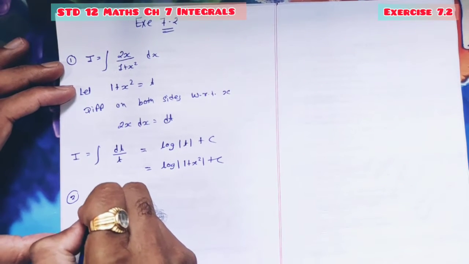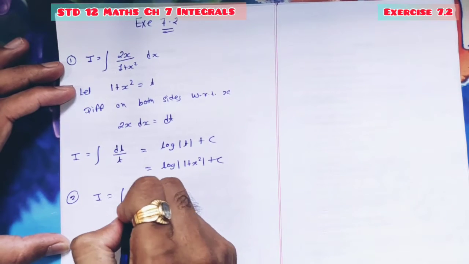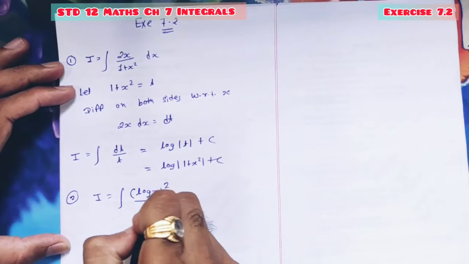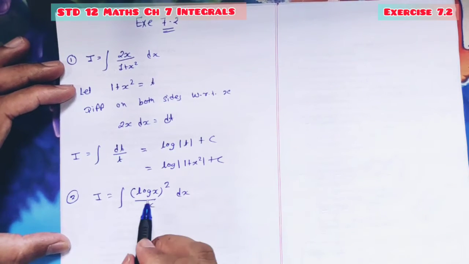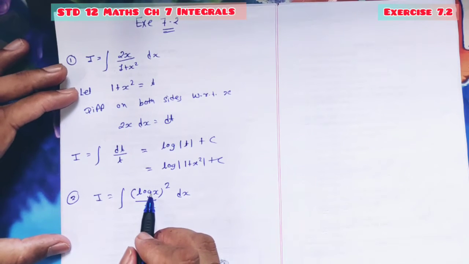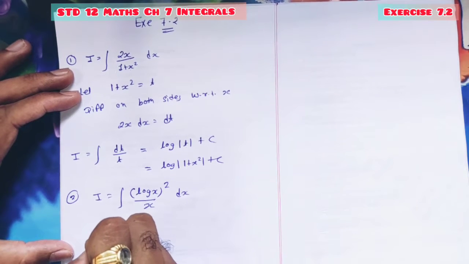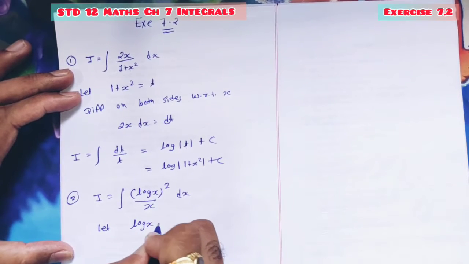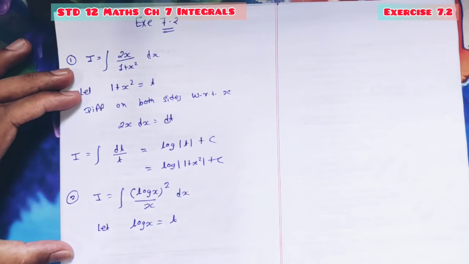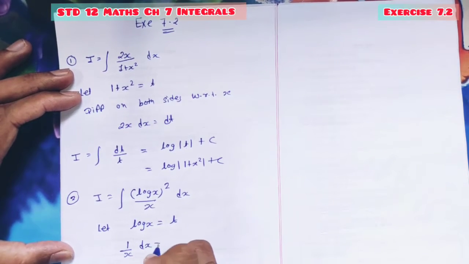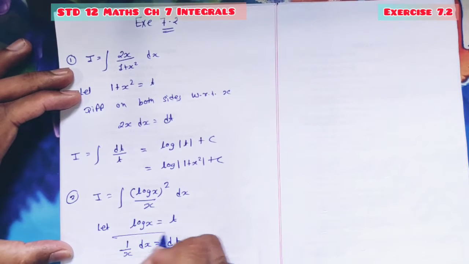Second, let integration I equal to the given function, log x whole square divided by x dx. So here log x is there, and its differentiation 1 upon x is there. So we are considering log x as t. So it will be very easy for us. So let log x equal to t. Differentiate on both sides with respect to x. So we are getting 1 upon x dx equal to dt.